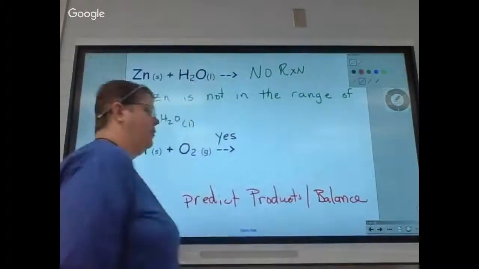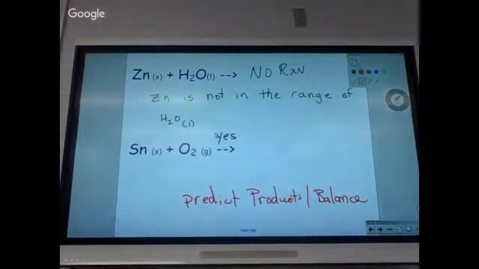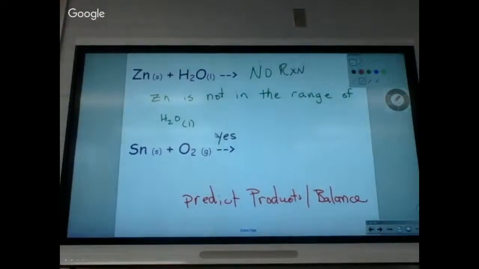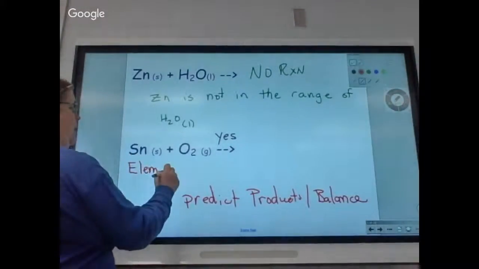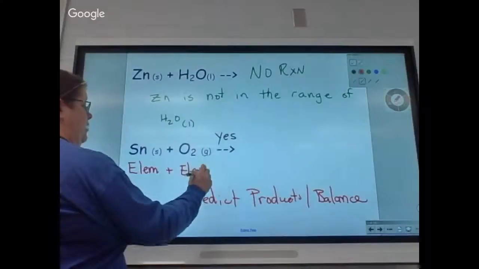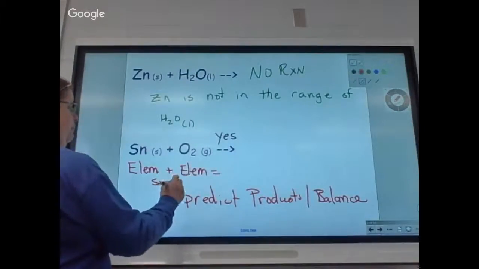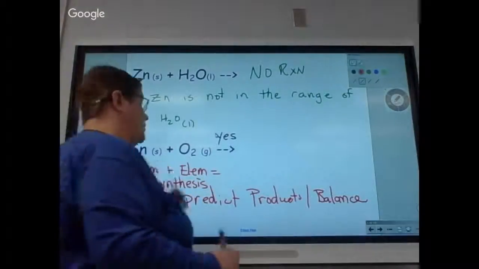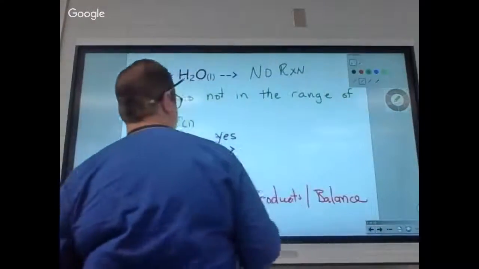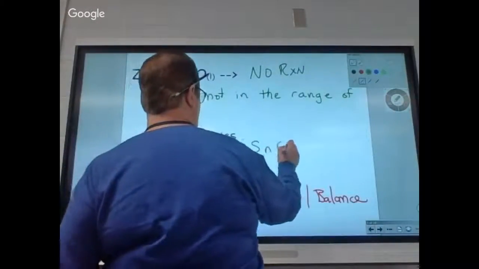So, tell me what kind of reaction this is. Is it single, double, combustion, synthesis, or decomposition? How do you know it's synthesis, for those people who are still staring at it? There's a plus sign. There are 4 kinds that have plus signs. It's an element plus an element. That's how we know it was synthesis. Now, because it's synthesis, what are we going to do with these 2 things? Put them together. SnO.